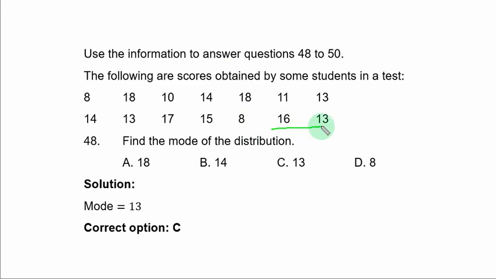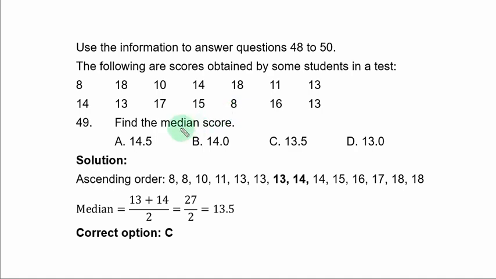Question 48. Find the mode of the distribution. Mode is the score that occurs most times compared to others. Such a score is 13. So option C is the correct option. The modal score is 13.